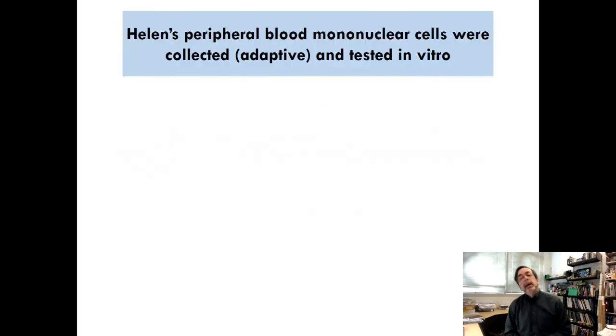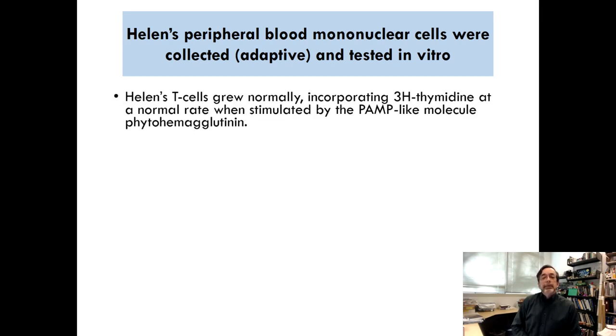So, the peripheral blood mononuclear cells, these will include the lymphocytes, right? They were collected, and this is basically you're looking at her adaptive immunity. And you test those in vitro. So they tested how her T cells grew, and they grew naturally. By the way, the traditional way to do this is to incorporate tritium-labeled thymidine. When they're growing, they need more DNA, and thymidine is the building block of DNA.